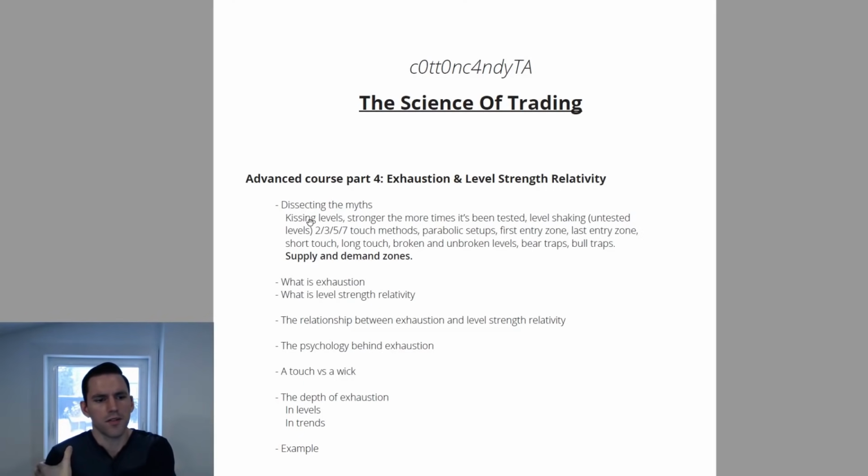The idea of kissing levels basically ends up being that when a level is touched and kissed, it bounces off. That's a theory from one book, and the idea that the level becomes stronger the more times it's been tested is actually just completely false. I've seen that in the industry numerous times. Just like I've also seen the opposite side, where people say the more times it gets touched, like the 2, 3, 5, 7 touch methods, which is a very famous strategy. My stance on strategies is that they don't work, because you don't understand the underlying fundamentals of what's really happening.